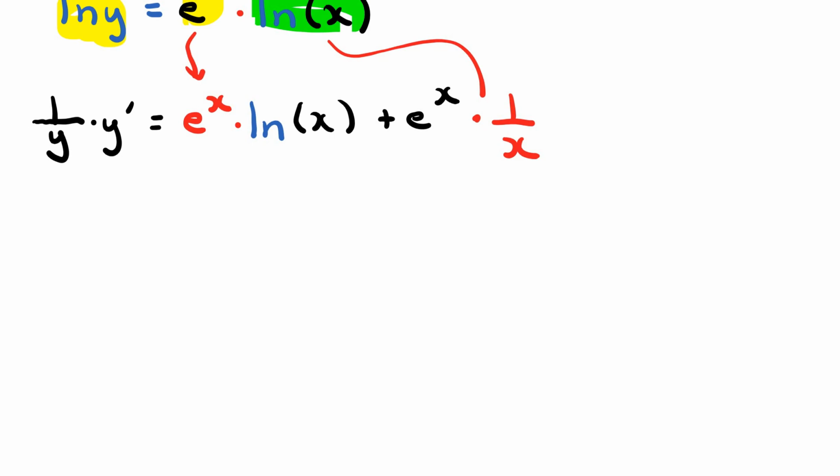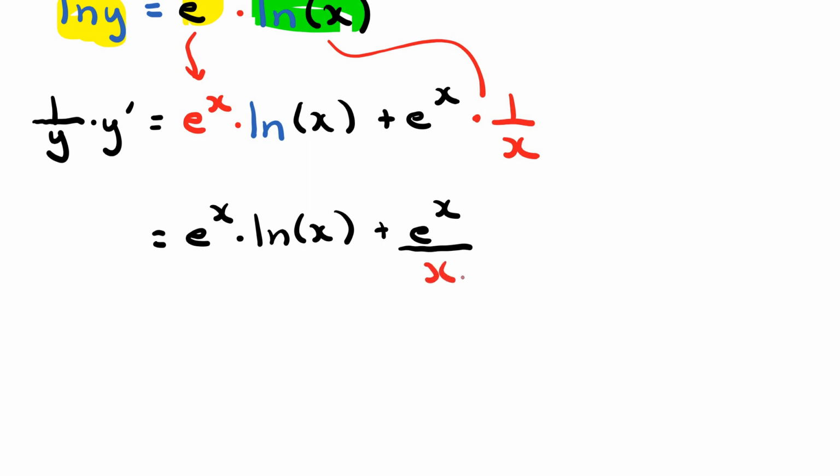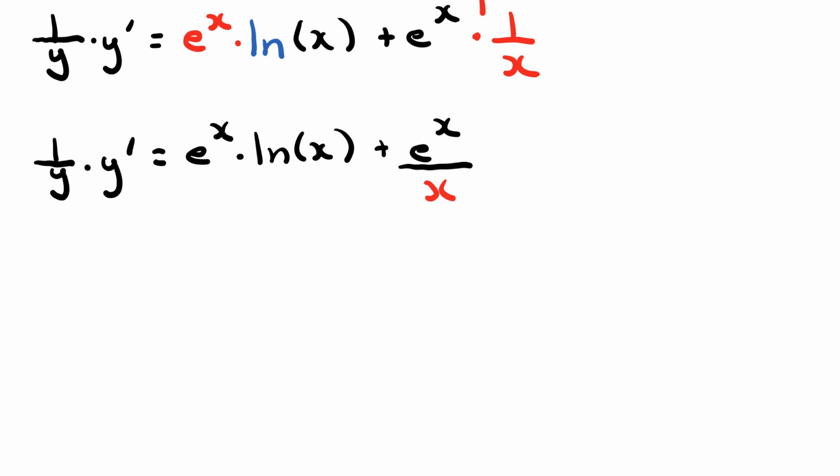Okay, let's go ahead and simplify this as best as we can. On the right hand side, I have e to the x times ln of x plus e to the x all over x. Let's clean that up, and then I have 1 over y times y prime. All right, perfect. That's looking pretty good.